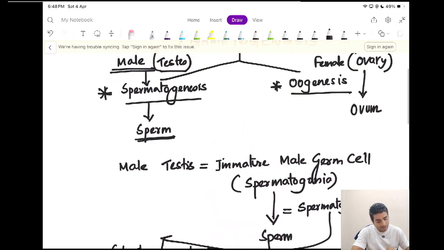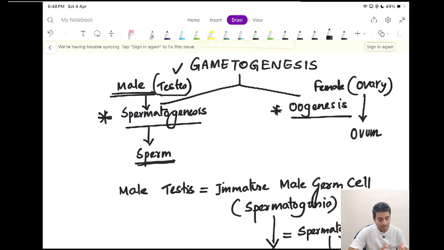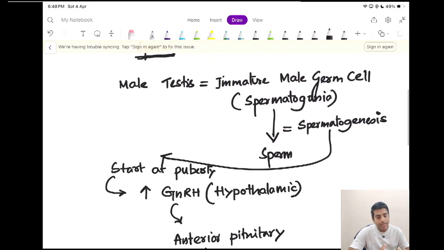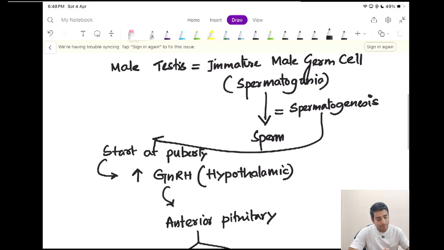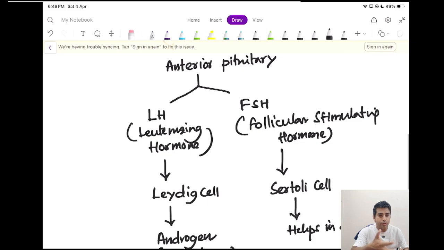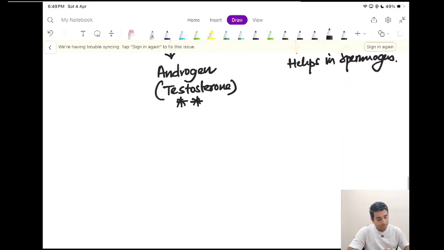Now, we have seen how it happens from the male testis: spermatogenesis will happen and there will be formation of sperm. Usually it starts from the immature germ cell, spermatogonia. That process usually starts at puberty because of the gonadotropin releasing hormone, GnRH, a hypothalamic hormone. It acts on the anterior pituitary and releases two important hormones, LH and FSH. Especially luteinizing hormone acts on the Leydig cell and forms testosterone, the male hormone, that is androgen, and it is very important for spermatogenesis. Okay, this we have seen.